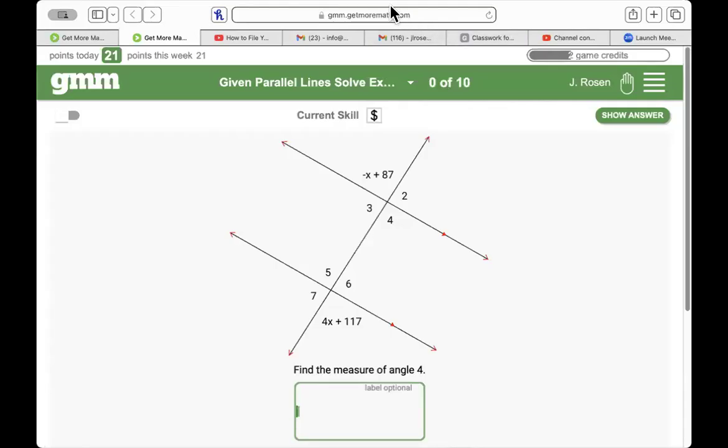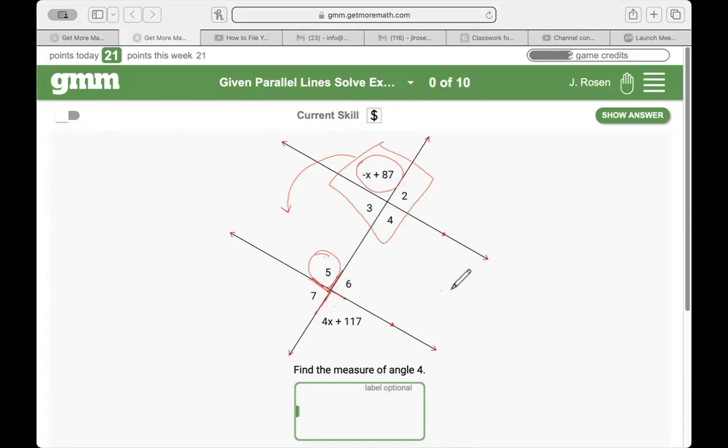Alrighty, so we are looking at some more angles, but this time it has expressions included. There's some things that we need to know. If we look at this angle and we look at this group, and see how it corresponds down here, top left goes to top left, right? So that means 5 is the same thing as negative x plus 87. And then 5 is vertical to this, which means the two are equal to each other.